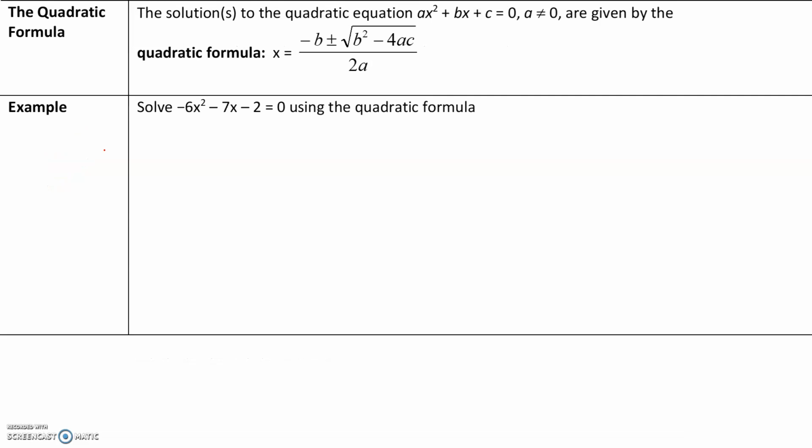Next example, we are going to apply the quadratic formula. So the quadratic formula is here. We've done this before. So the a value is negative 6, the b value is negative 7, and the c value is negative 2. So let's go ahead and plug this into the quadratic formula.